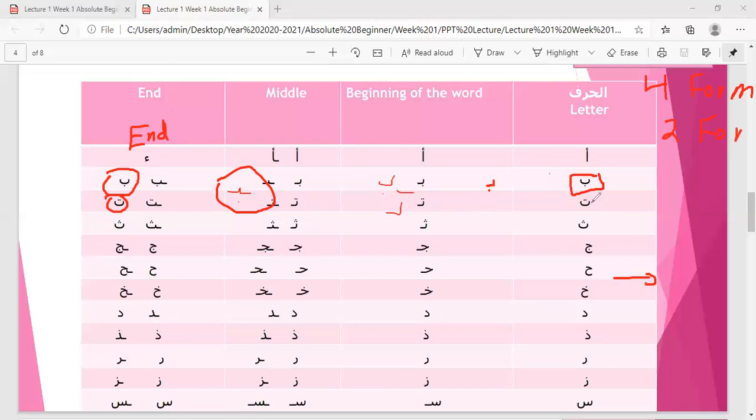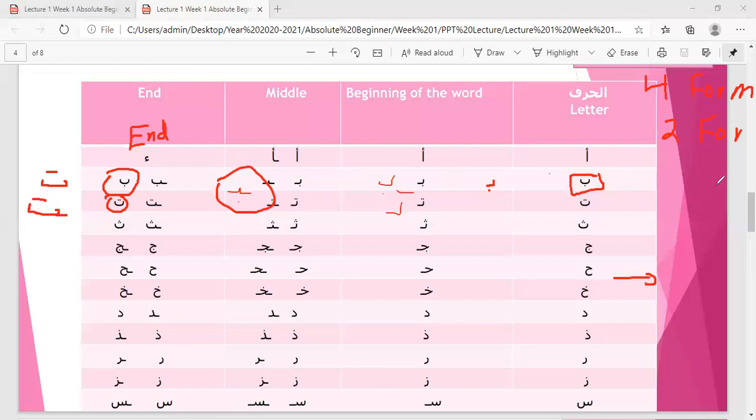Okay, Heidi, I take here ta, okay? This is ta. The ta that is separated at the end, it's like this. The ta that is connected at the end is like this. The letter that has four forms at the end, when do we use it? When we shouldn't attach it to a letter before it?